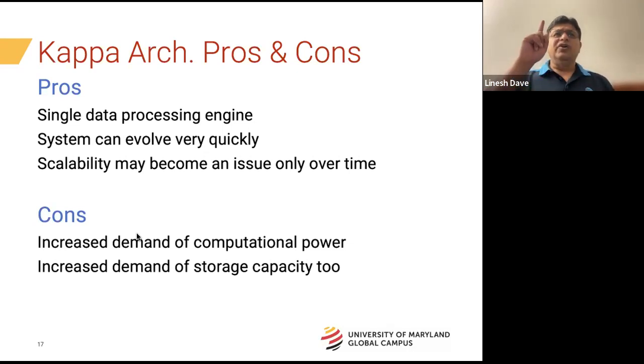Increased demand on the computational power, right? Everything is going through your real-time processing. Even the data that is really not needed in real time, you are treating as being needed in real time. So you are doing some heavy computation, maybe for no reason, right? Maybe for lots of data that is just really not needed at that. So there's increased demand for computational power. It may still be okay, but I'm just saying there's increased demand. There's increased demand for storage capacity too, which you may want to make a note of and take care of when you're using this Kappa architecture.